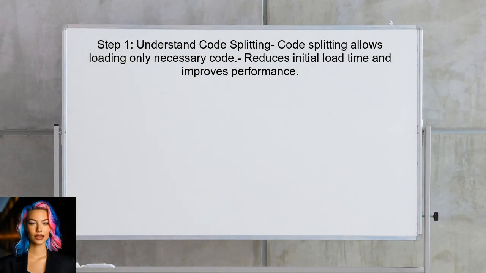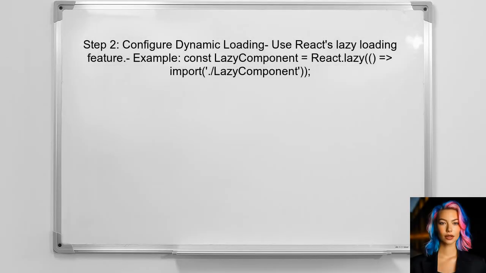To begin integrating React Native with Android Instant apps, the user should first understand the concept of code splitting. This allows the application to load only the necessary code for the features being used. Next, the user should configure their React Native project to support dynamic loading of components. This can be achieved by using React's lazy loading feature.